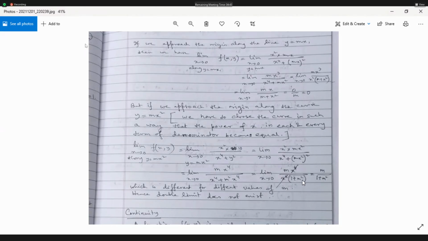Okay, so just look at the denominator. If all the terms have the same power, the same degree, then simply put y equal to m x. If the powers of the terms are different, choose the curve in such a way that the powers become equal. So if the denominator is x square plus y to the power 4, choose the curve as m x equal to y square. If the denominator is x square plus y cube, then choose the curve as y cube equal to m into x square, and so on.